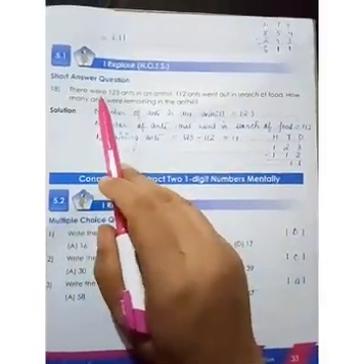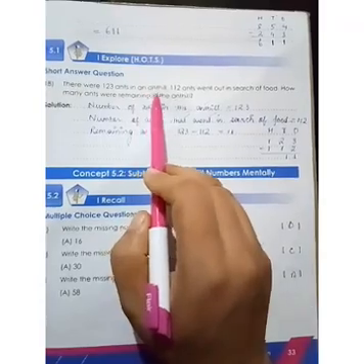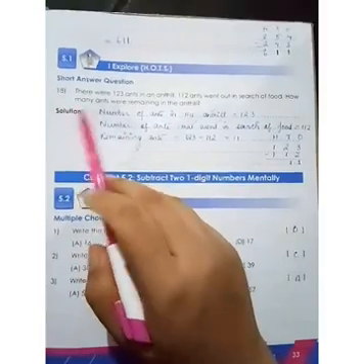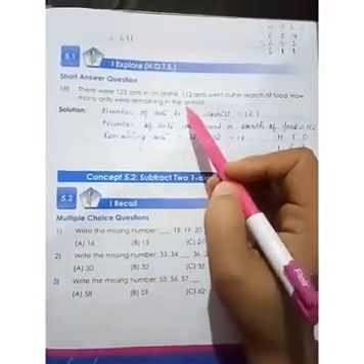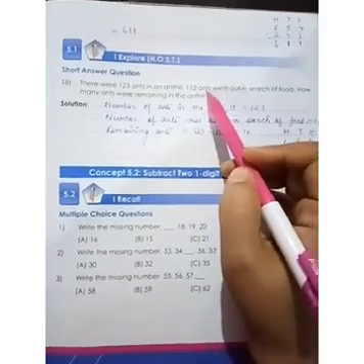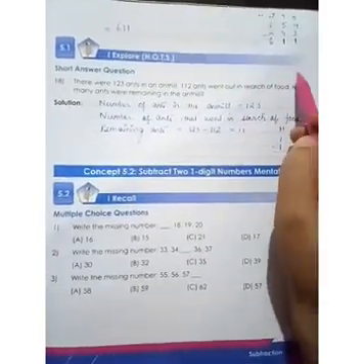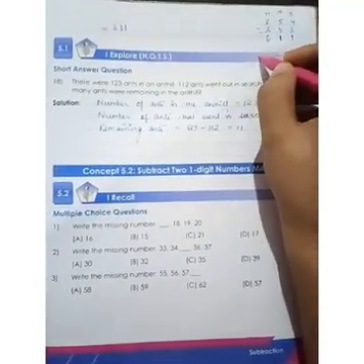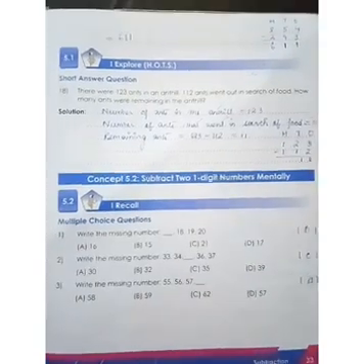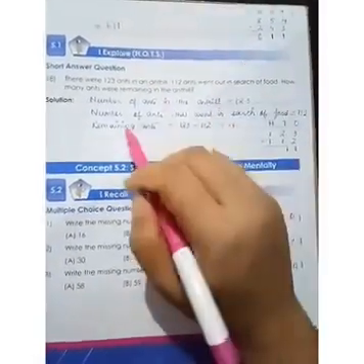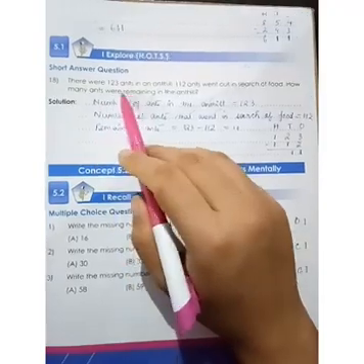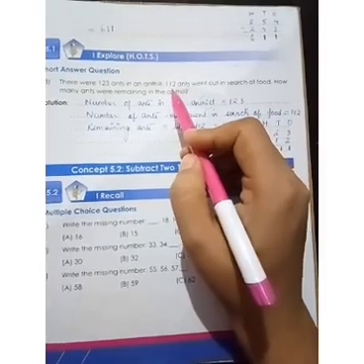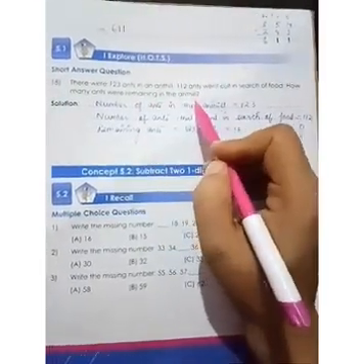The next question is, there were 123 ants in an anthill. 112 ants went out in search of food. How many ants were remaining in the anthill? An anthill is a place where ants are living. Above the land or the mud, they make something small like a mountain, very small. So the ants are living there under the land. 123 are there in total. Out of them, 112 went out in search of food. Now how many are remaining?